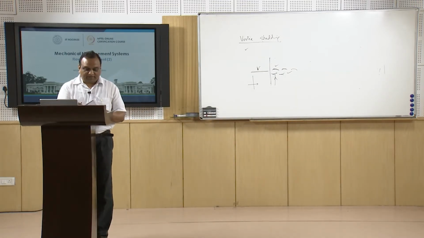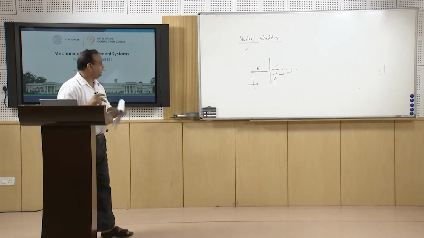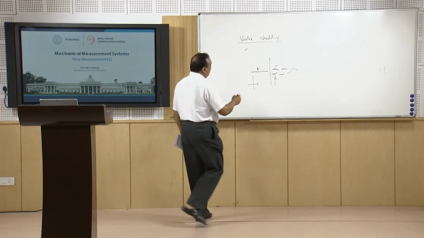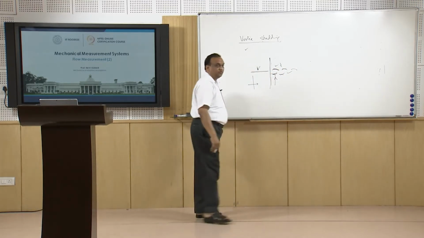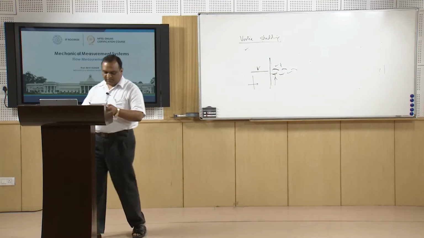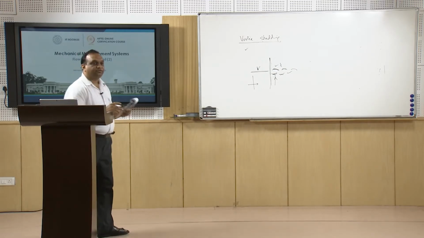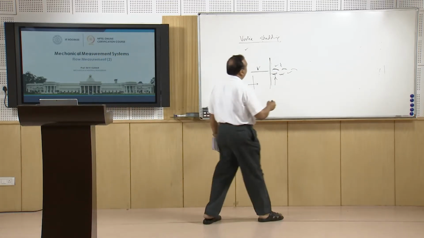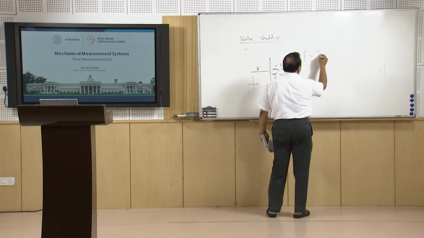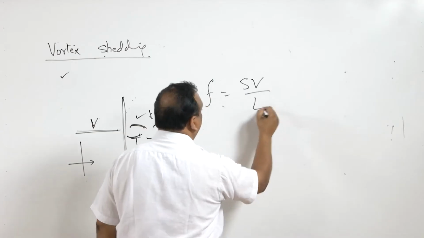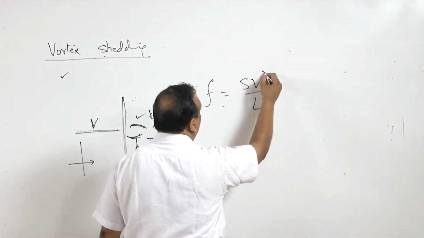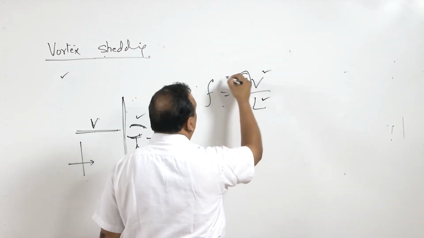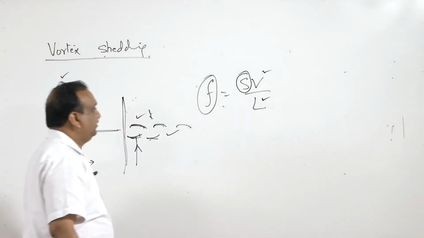And piezoelectric crystals are used. A sensor of piezoelectric crystal is used on the trailing side of the bluff body in order to measure the vortices, the number of vortices. And there is a dimensionless number, Strouhal number. So f = SV/L. L is the characteristic length, V is the velocity, S is the Strouhal number, and f is the frequency.